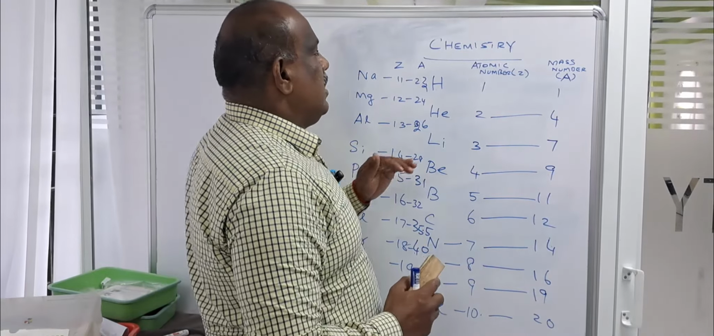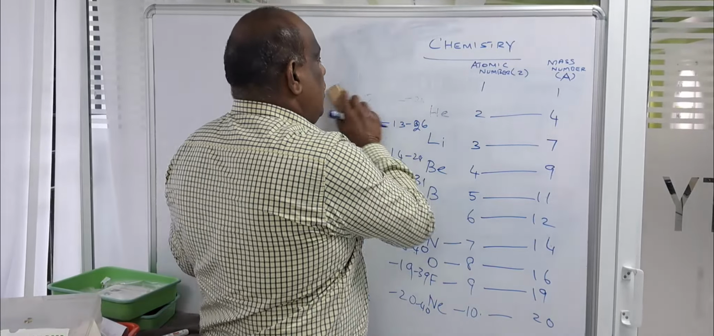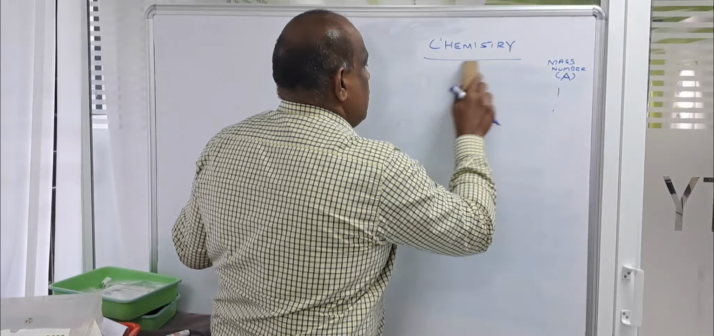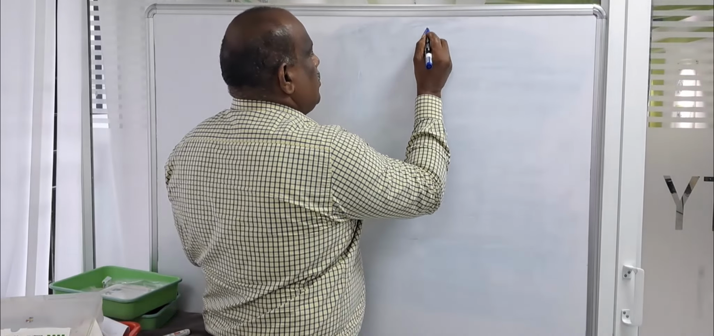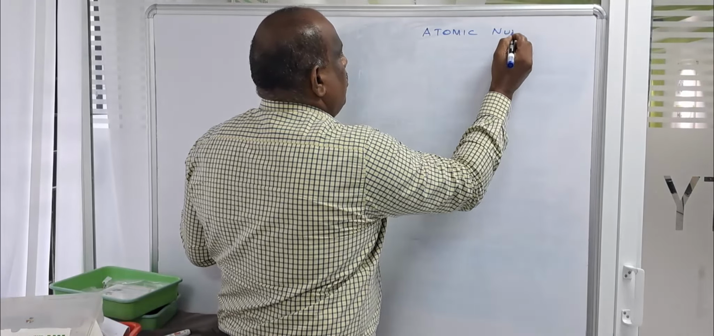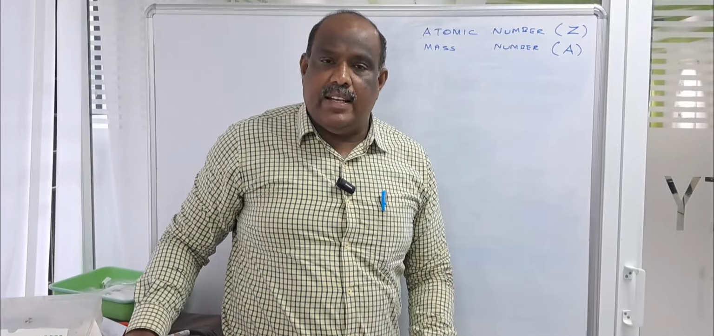So now let us discuss the elements, their atomic number and the mass number. What is atomic number and mass number? We do not know what is meant by atomic number, and we are unaware of mass number. They are very basic numbers. The atomic number is given by the term capital Z. The mass number is generally designated as A.